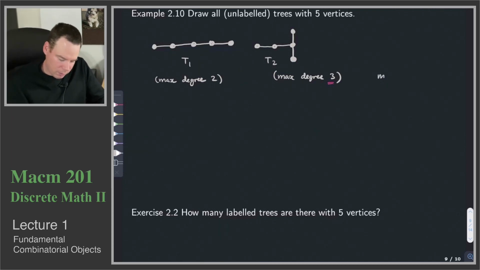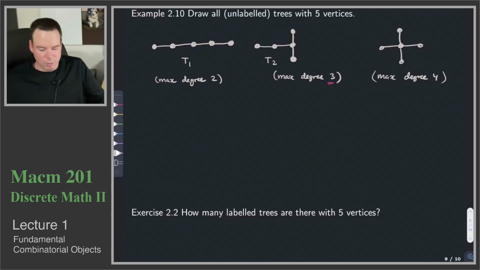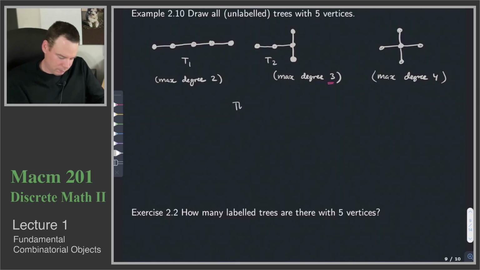How about max degree 4? Well, I've got that vertex in the middle. If it's going to have degree 4, I've got to have 4 edges coming off of it. And there we go. And that's all we can have. So we've drawn all our unlabeled trees on 5 vertices. There are 3 such trees.